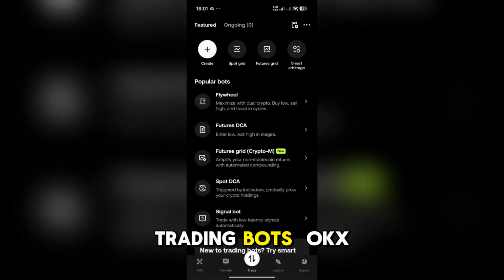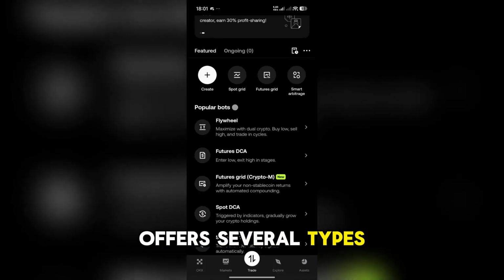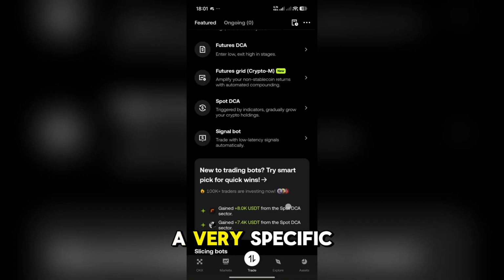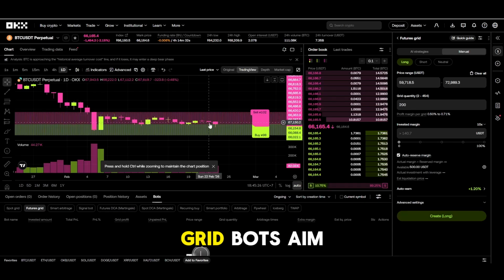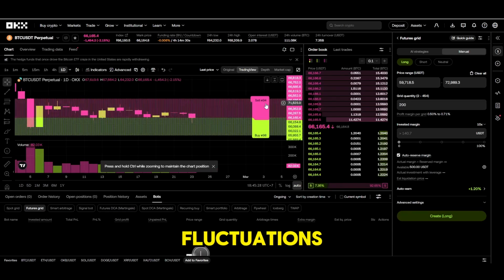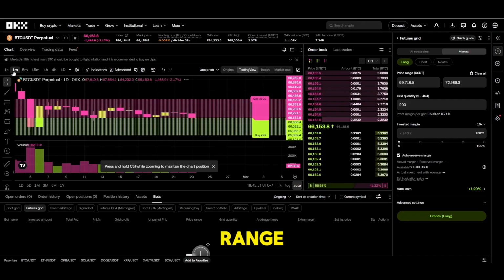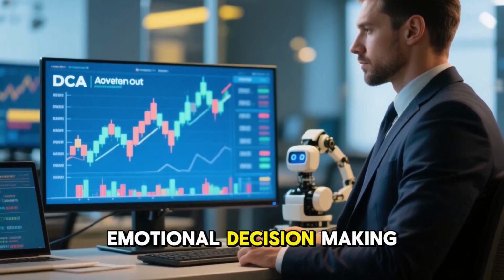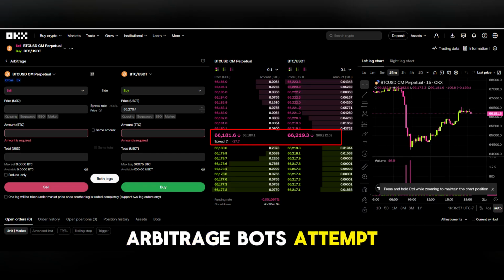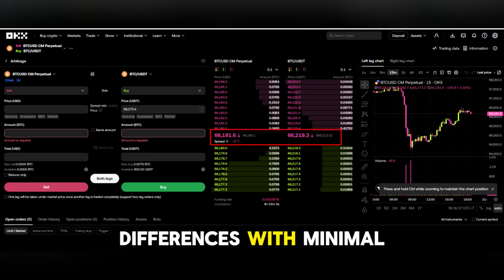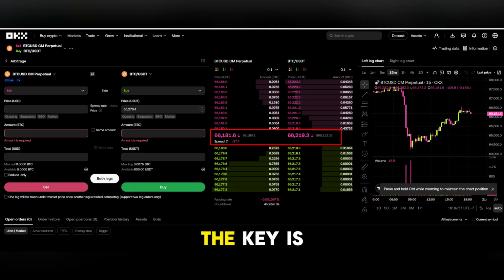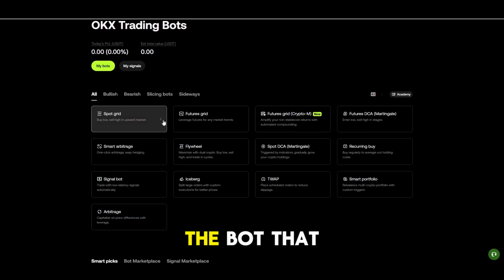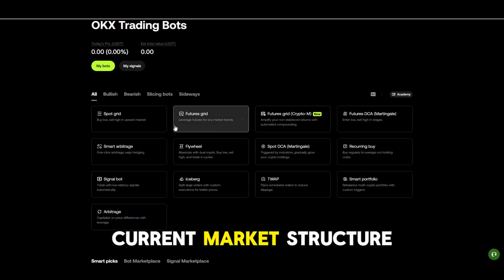Types of OKX trading bots. OKX offers several types of trading bots, and each one serves a very specific purpose. Grid bots aim to profit from price fluctuations within a defined range. DCA bots are designed to average entries and reduce emotional decision-making. Arbitrage bots attempt to profit from price differences with minimal market exposure. The key is not choosing the most popular bot. The key is choosing the bot that matches the current market structure.